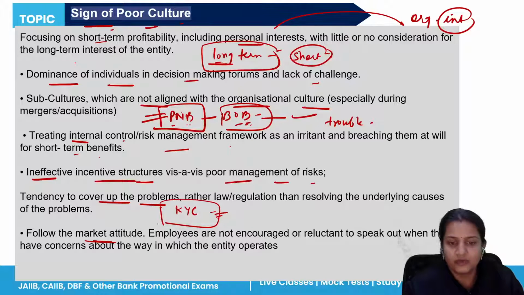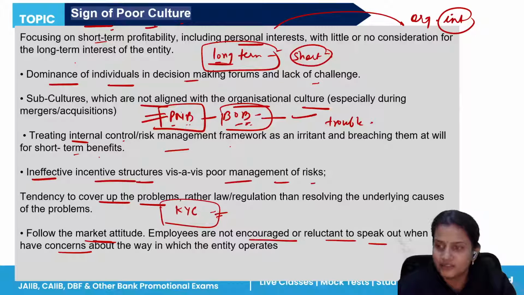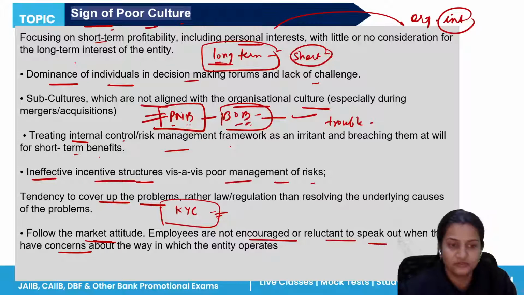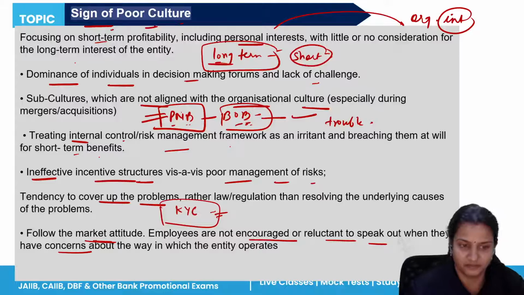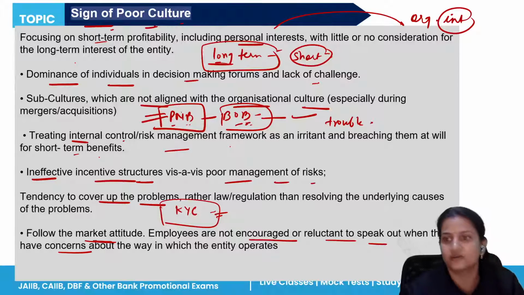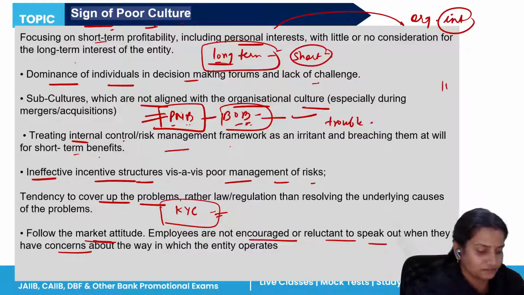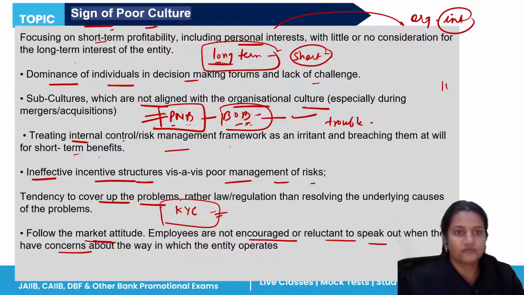Follow the market attitude. Employees are not encouraged or are reluctant to speak out when they have concerns. So the organization should give powers to their employees that if any mishappening occurs, if any fraudulent things occur, they should speak out. They should speak to the top leader. So these are the signs of poor culture.